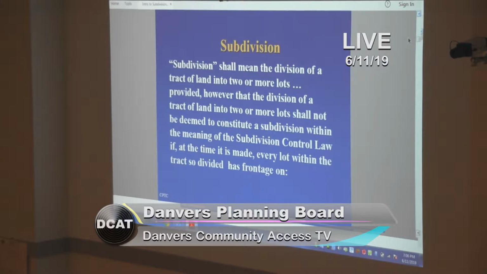So sometimes there's confusion about what exactly a subdivision is. There's a very robust definition in Section 81L of the subdivision control law. It's two or more lots, and a lot is defined as a parcel of land that is used or available for use for building. And so that's where you get into A&R.